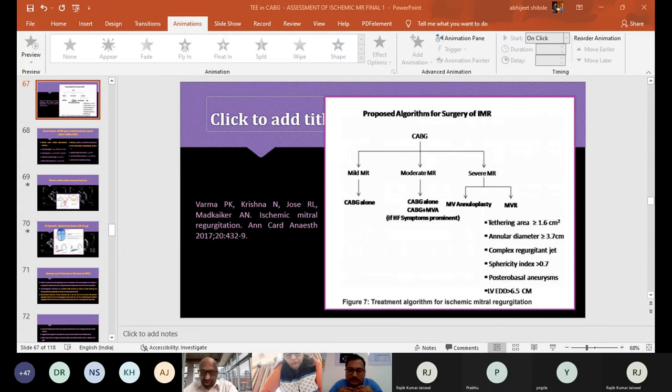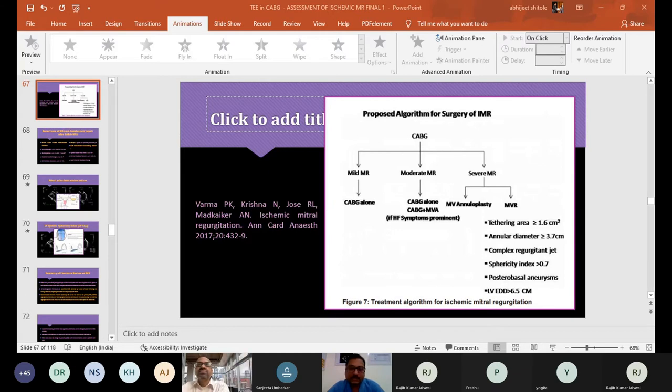And there is one question in the chat box about the direction of eccentric jet. What is the direction of the jet in ischemic MR? Is it towards the tethered leaflet or away from the tethered leaflet? Sir, it's towards the tethered leaflet. Mostly they are posterior jets, sir, because most common tethering is seen in inferior wall of the posterior mitral leaflet. And in the direction of that tethering, the jet will be directed.